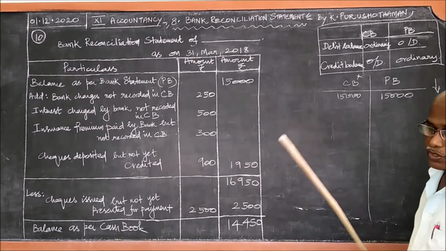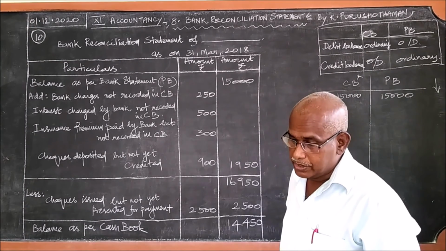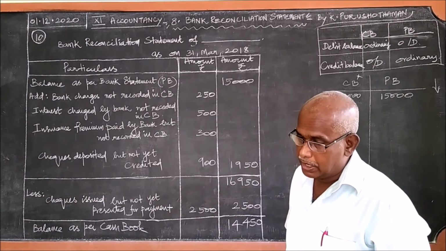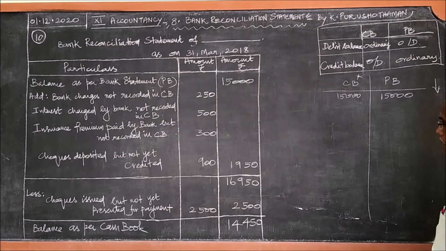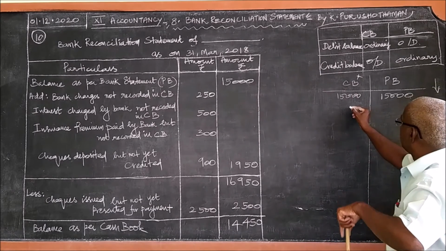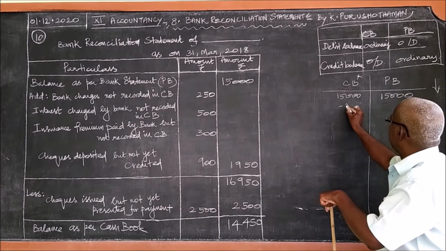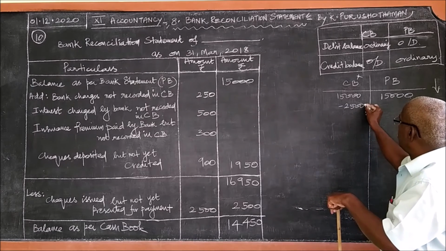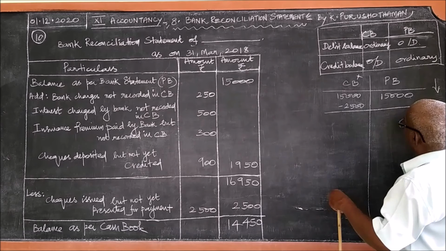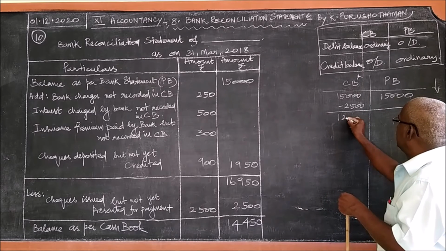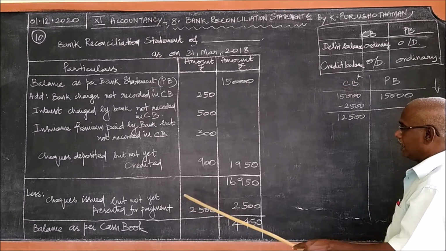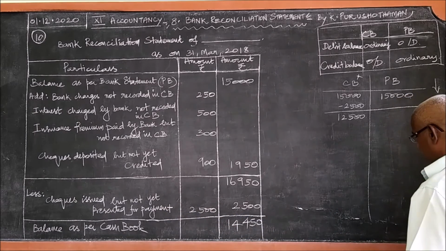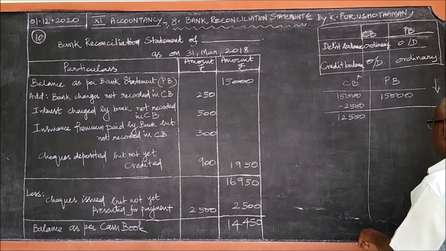So in that case, the first item is checks issued but not presented for payment. Check issued for 2,500 rupees. Once the check is issued, in the cash book they will minus 2,500. The balance will decrease, but it is not presented for payment. I told you what is the meaning of it.